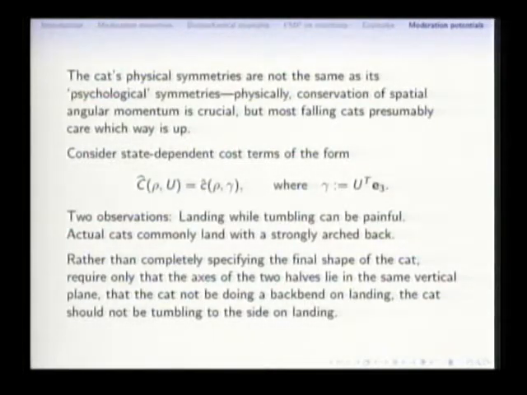Okay, and so I'm going to consider cost functions where rho is going to be the relative orientation of the two halves of the body. Sorry, I got these slides a little bit out of order as far as notation. Gamma will then be what appears to be the upward direction to the cat in its current orientation, and you can, if you want to think of it as a Poisson reduction, get a system in terms of gamma and rho.